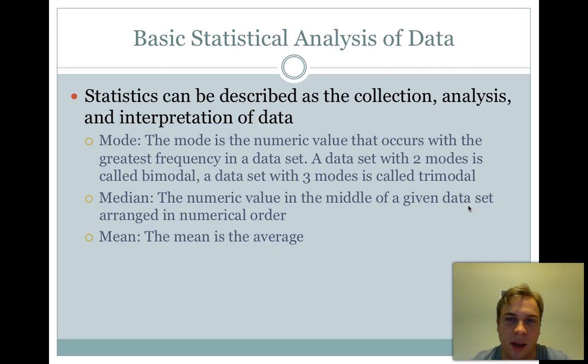Basic statistical analysis of data. Statistics can be described as the collection, analysis, and interpretation of data. Mode. The mode is the numeric value that occurs with the greatest frequency in a dataset. A dataset with 2 modes is called bimodal. A dataset with 3 modes is called trimodal. Median. The numeric value in the middle of a given dataset arranged in numerical order. Mean. The mean is the average.